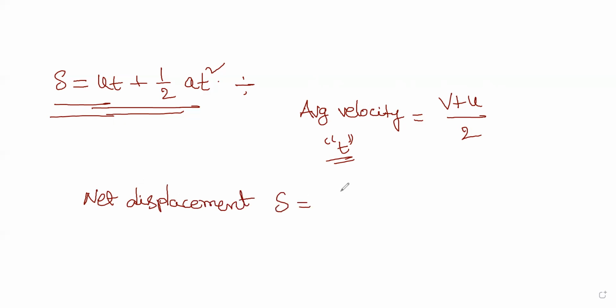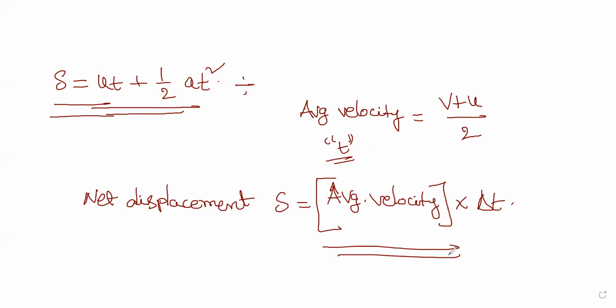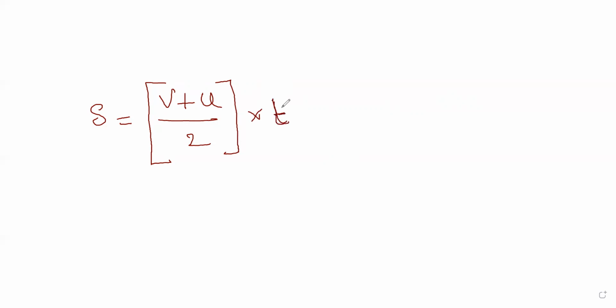S is nothing but I can write it as average velocity multiplied by time interval delta t. So net displacement S can be written as average velocity into the time interval delta t. You can do like this. And now let us write this. So S can be written as, what is the average velocity? That is (v plus u) divided by 2, into delta t, the time interval is t. Right? This way we can write.